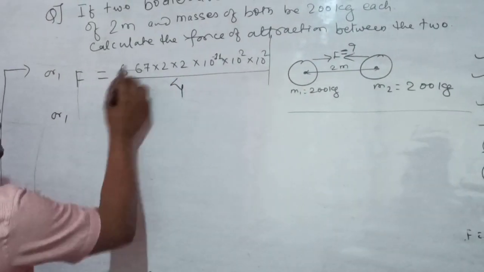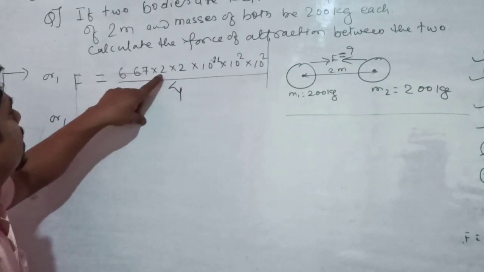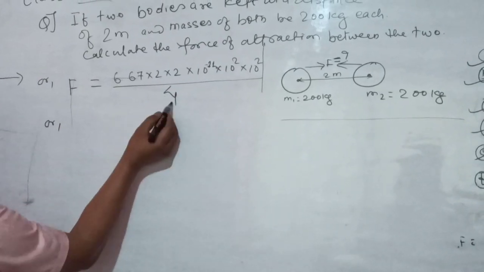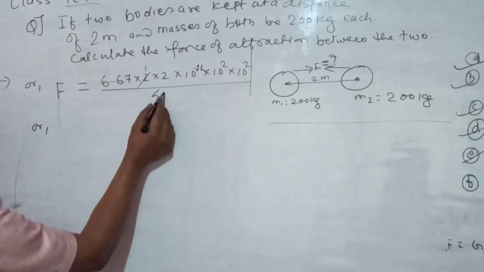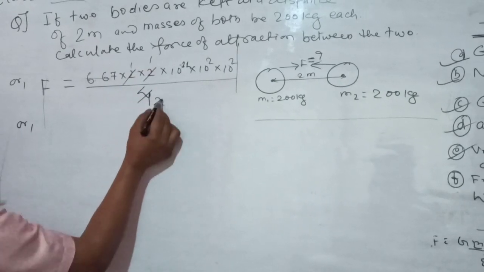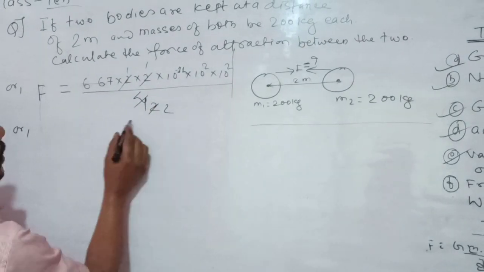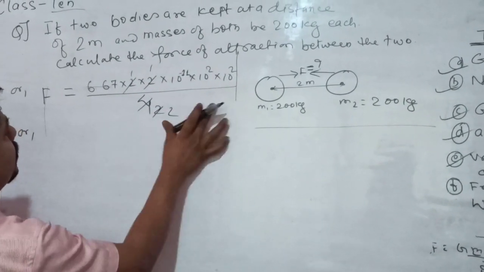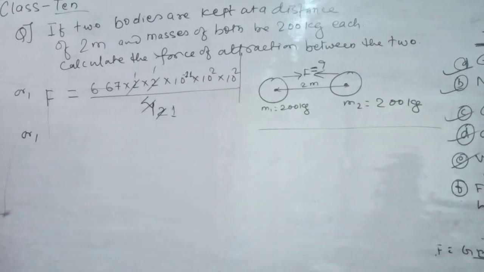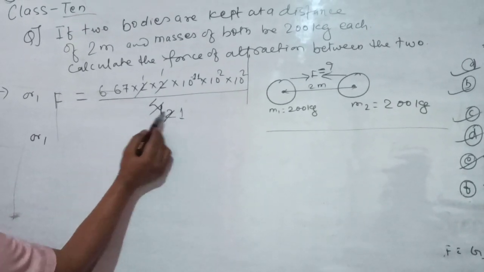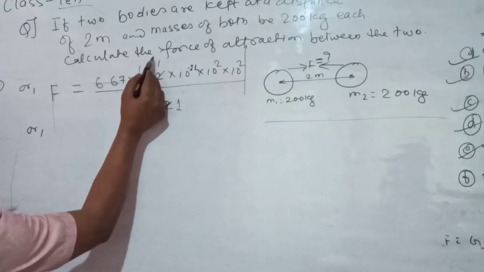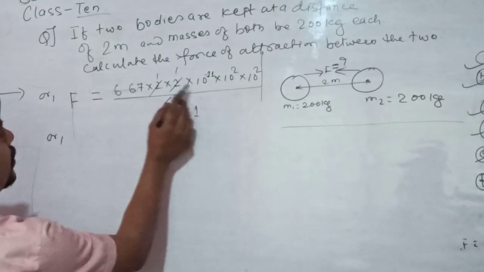To get a divisible number from this 6.67 and the 2s, but it is very easy here. 2 1s are 2, 2 2s are 4. So this 4 you cancel.